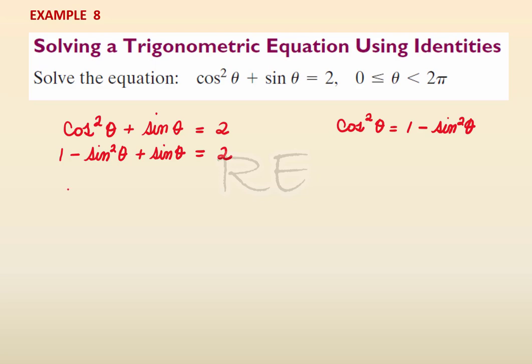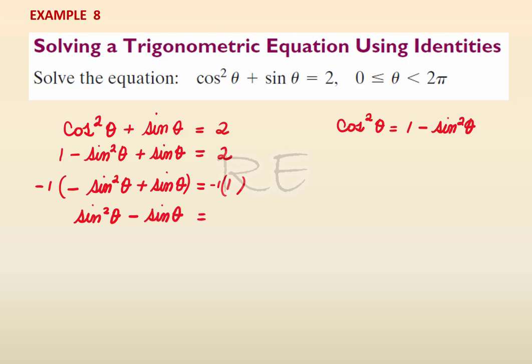Now, we're going to subtract 1 from both sides. We get negative sine squared theta plus sine theta is equal to 1, that is 2 minus 1. And we multiply both sides by -1, we get sine squared theta minus sine theta is equal to -1. Add +1 to both sides. Sine squared theta minus sine theta plus 1 is equal to 0. The quadratic form that we wanted.